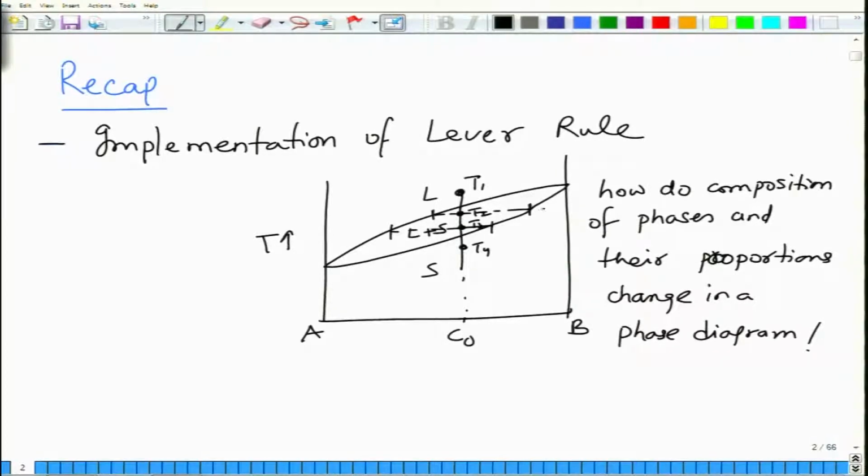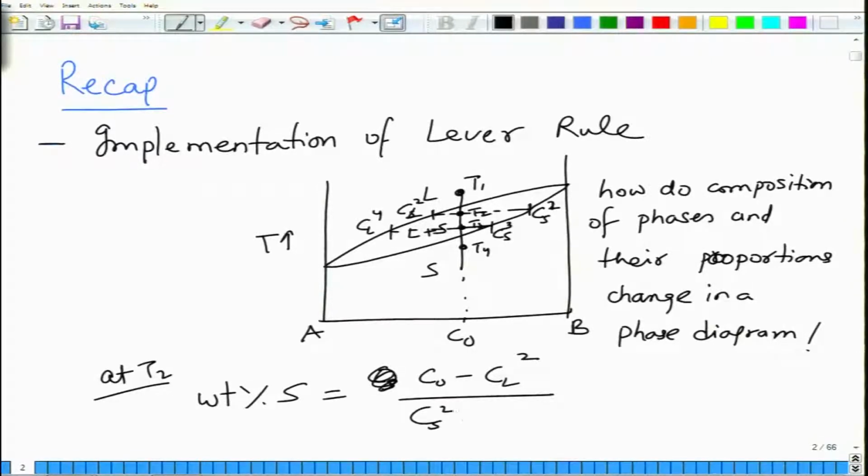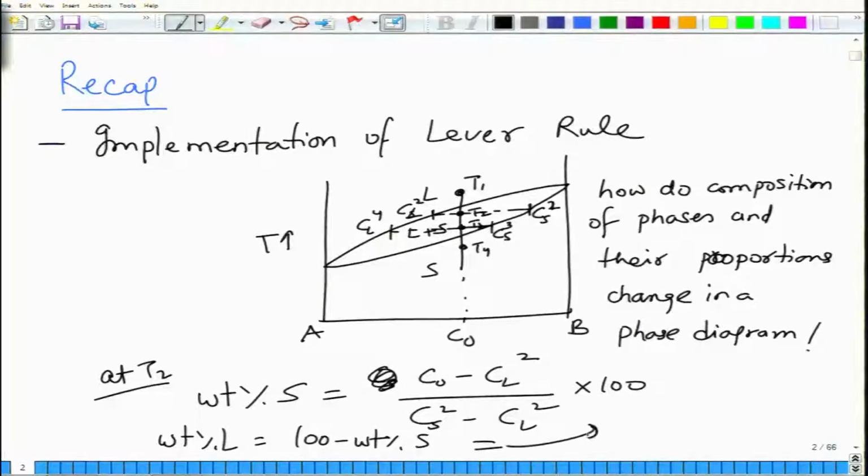So this would be say CS2, CL2, this would be CS3, this would be CL3, and the proportions would have varied according to the compositions. So the proportion, for example, the weight percent solid at T2 would be CS2, C0 minus CL2 divided by CS2 minus CL2, into 100. This would be the weight percent of solid, and weight percent liquid would be 100 minus weight percent solid, which would be equal to CS2 minus C0 divided by CS2 minus CL2. That is how you work out the composition and phase fractions of different phases in two phase equilibrium.